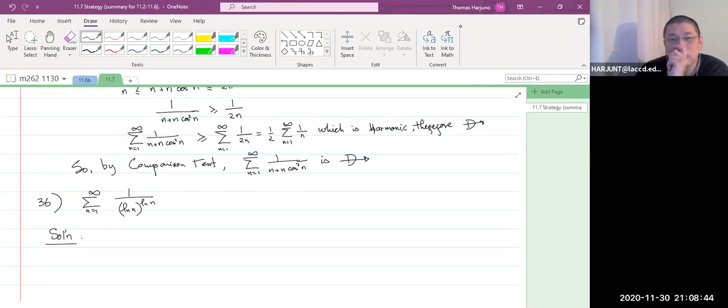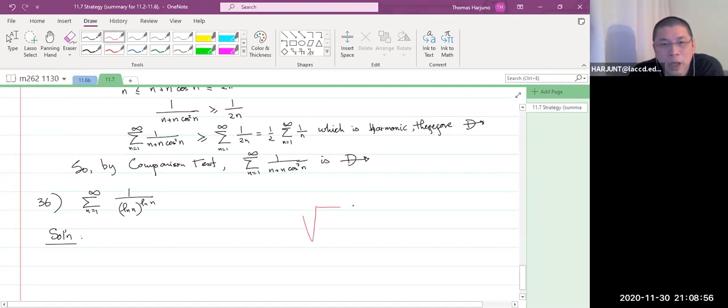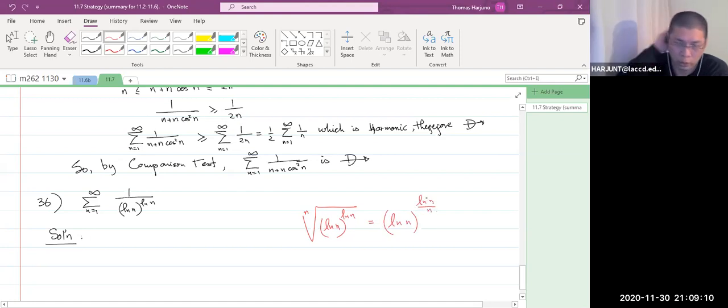Does the root test only work for powers of n? Most of the time. You want to try that here? Let's try that here. Use red color. So the nth root of natural log of n to the power of natural log of n. This is natural log of n to the power of ln n over n. That one is difficult.